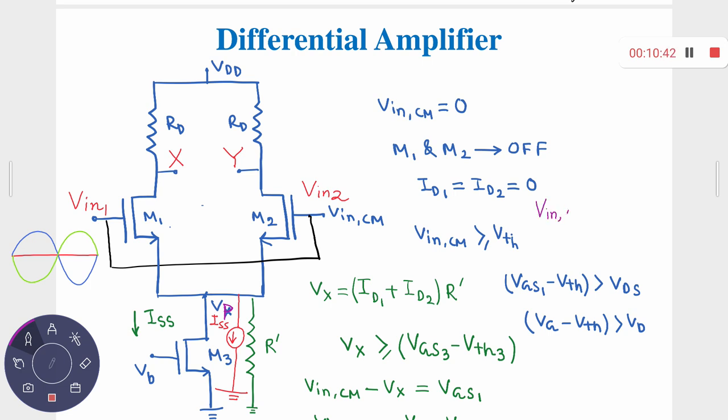VNCM is basically VGS1 plus, from here to here, you have VGS1 plus VDS3. What is the minimum value for this VDS3, so that all three, M1, M2, M3, will be in saturation? What is the minimum value for VDS3? That is VGS3 minus VTH3. Isn't it? Minus VTH3.